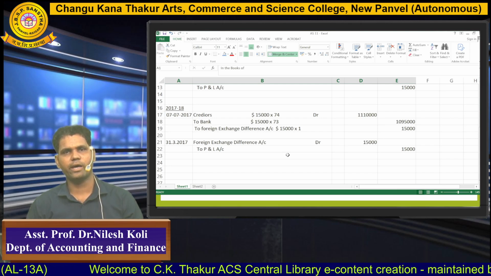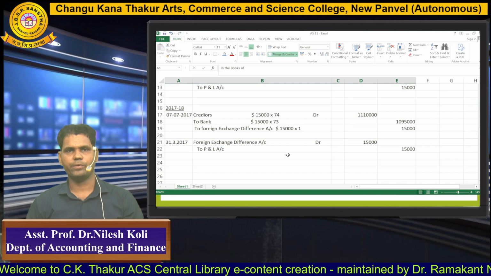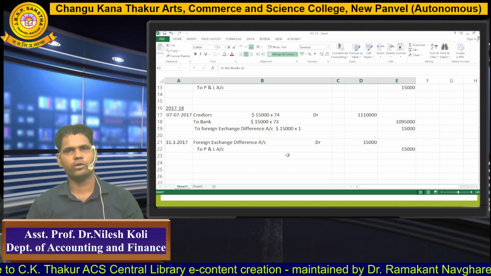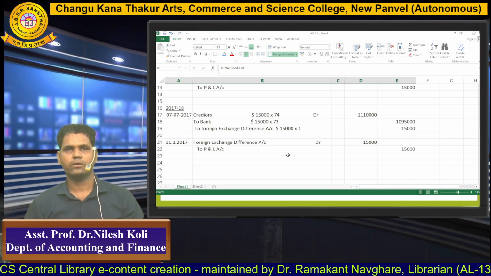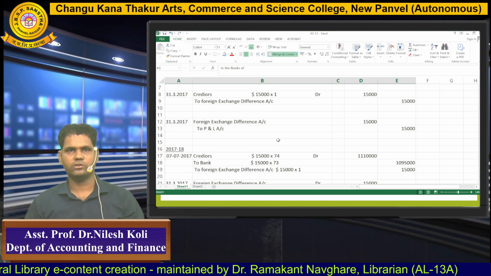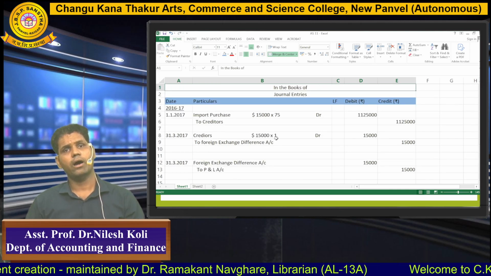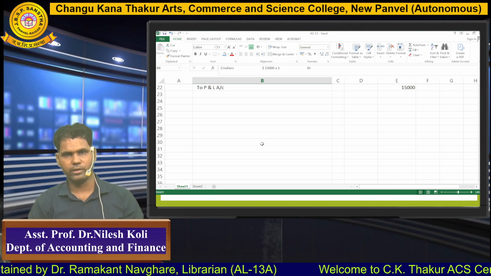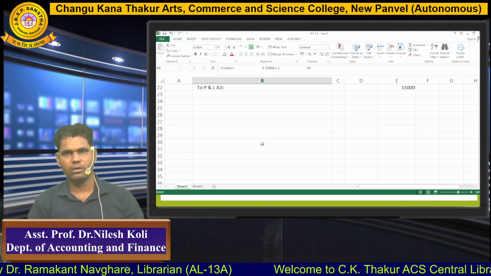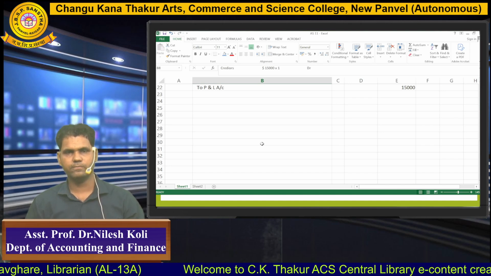They have not provided any information regarding that, so we directly close the books of account and the foreign exchange difference account balance has been transferred to the P&L account. That is the final entry. So the total gain arising from this transaction is 15,000 in 2016-17 and 2017-18 also 15,000. This is the way we have to record the transaction in the books of account.